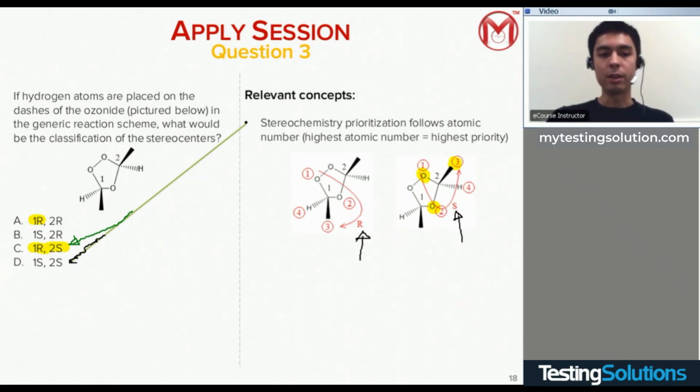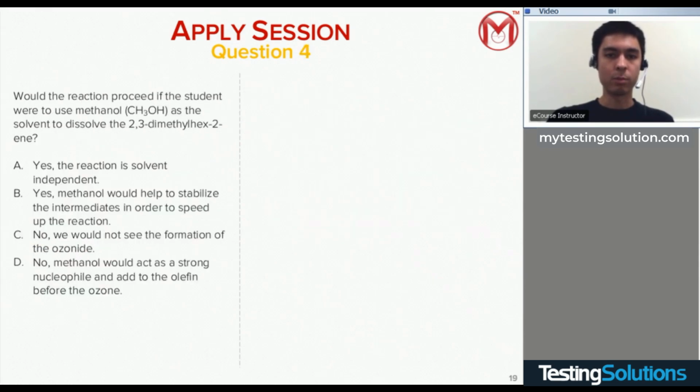Okay, note that these numberings, this 1 and 2, don't actually directly correspond to the naming. So this isn't actually carbon 1, or wouldn't necessarily be carbon 1 and carbon 2. We don't actually have to care about the naming here, but it's just how the numbering has been given to us. Okay? Question number 4.